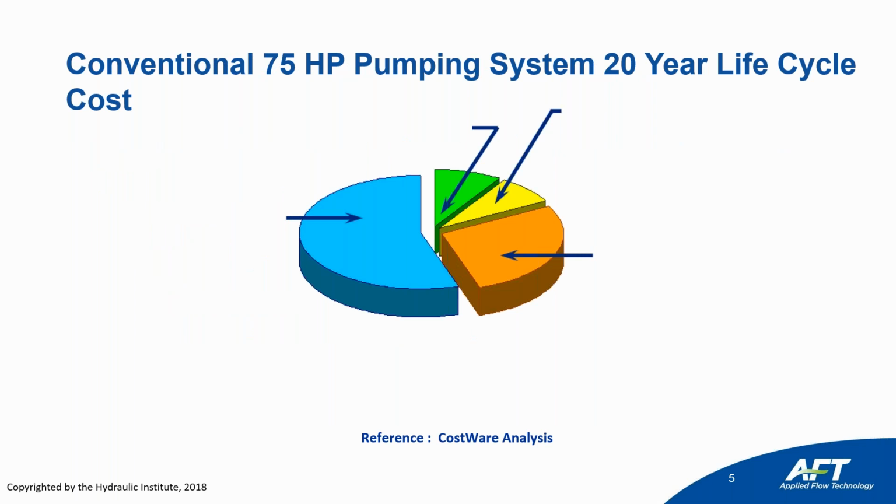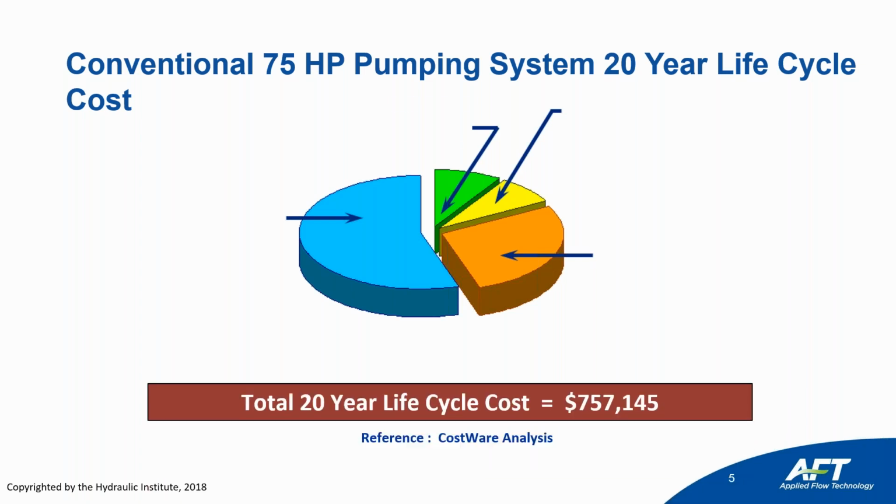Now, if we were to focus on one specific plant here, this is just a conventional 75 horsepower pumping system. And if we were to look at the costs over a 25-year life cycle, this is a good example of what you might see, where your initial cost here is a fairly small percentage of the overall pie. So for this particular system, $70,000 is what it costs to build the system, and to install it, another $61,000. So that's a very small piece of the pie right there, 17% of the overall cost.